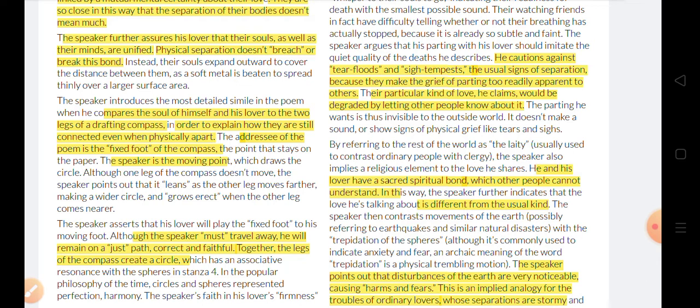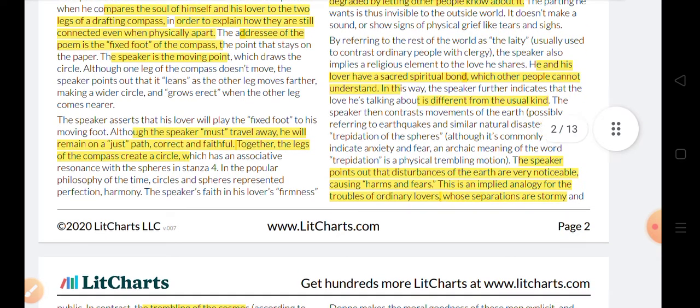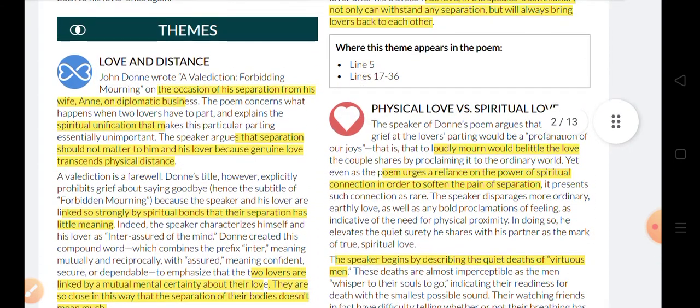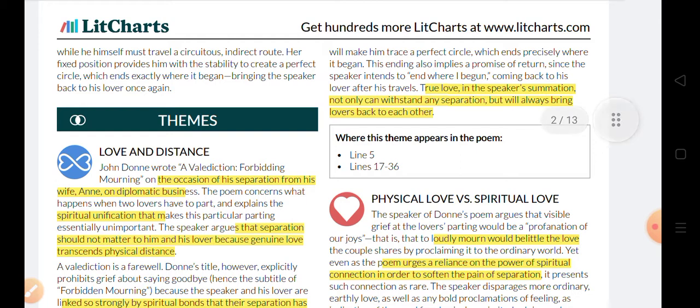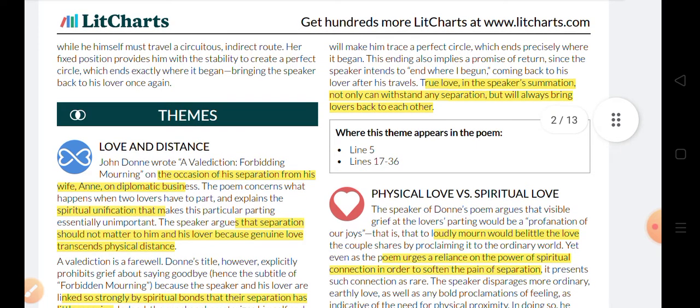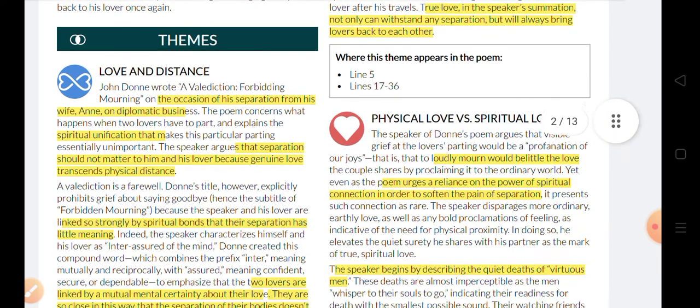The addressee of this poem, his lover, is the fixed foot, and he compares himself to the moving part of the compass, showing how they are interdependent and necessary for each other to complete the purpose, which is drawing a circle. Although the speaker must travel away, he will remain on a just path, correct and faithful. Together, the legs of the compass make a complete circle. True love, in the speaker's summation, not only can withstand any separation but will always bring lovers back to each other. And these themes occur in line 5 and lines 17 to 36, almost the entire poem.